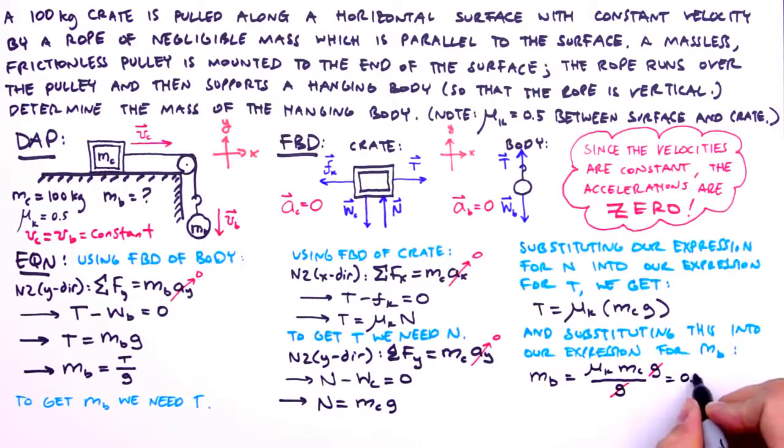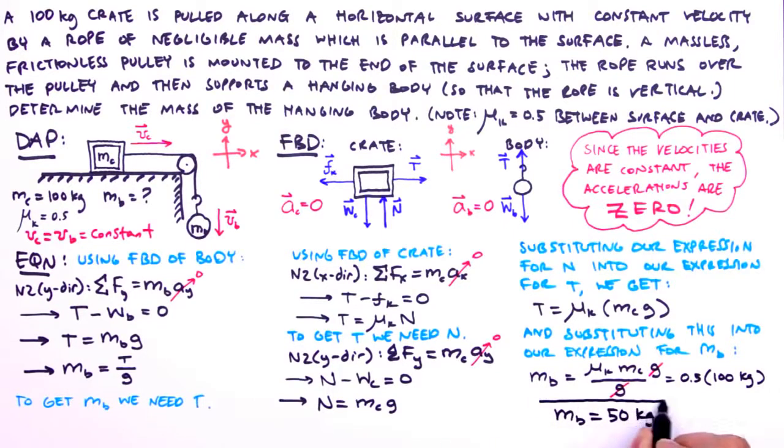Lastly, we insert our values for the coefficient of kinetic friction and the mass of the crate, and we find that the mass of the hanging body is 50 kilograms. And we're done with our first pulley problem.